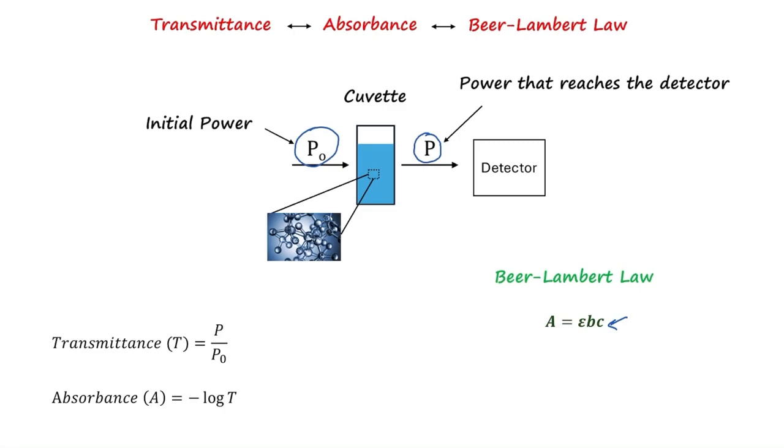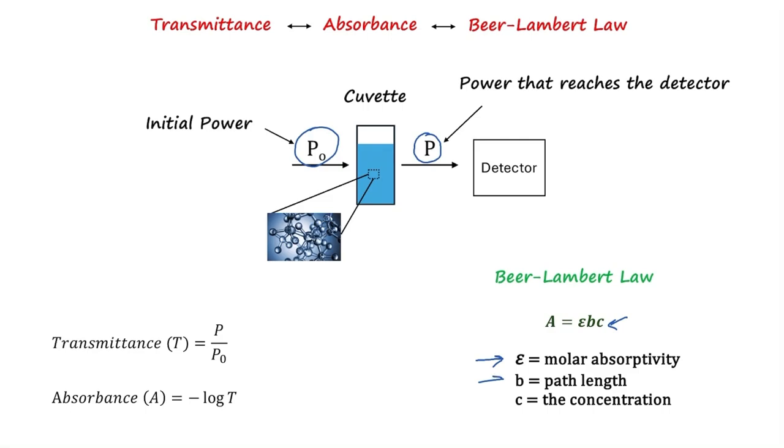Here, epsilon is the molar absorptivity, which tells us how strongly the molecule absorbs light at a given wavelength. b is the path length, the distance the light travels through the sample, and c is the concentration of the sample. This equation is a cornerstone of UV-Vis quantification.